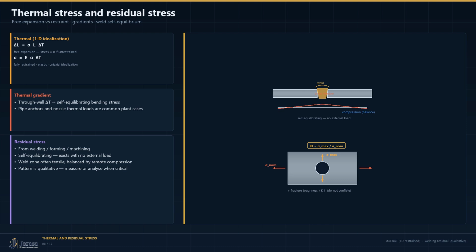Residual stress is different again. Welding and forming leave a self-equilibrating field that exists with no external load. Near a weld, tension often sits in the weld and heat-affected zone, balanced by compression farther out. Qualitative, not a universal map.